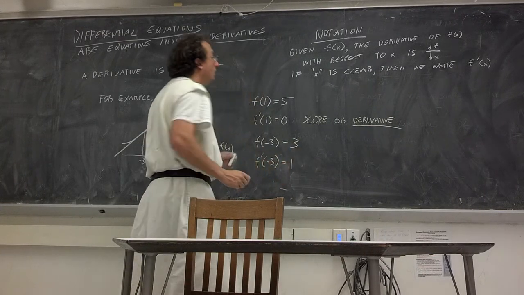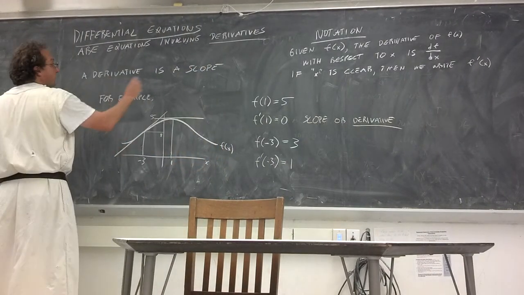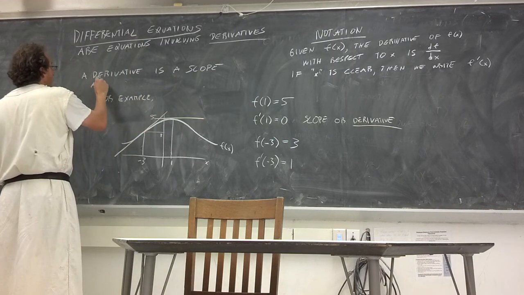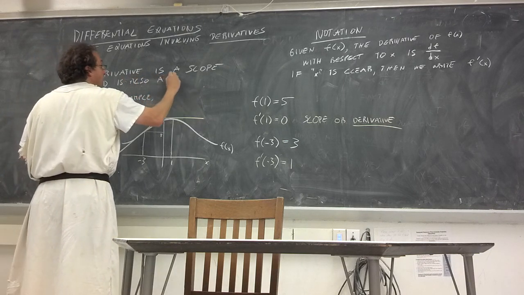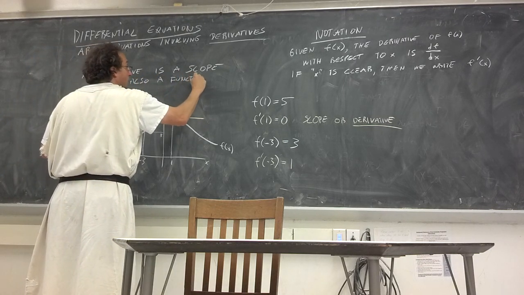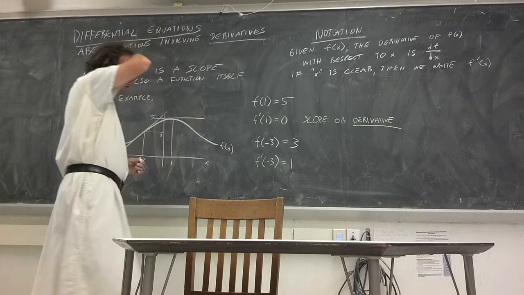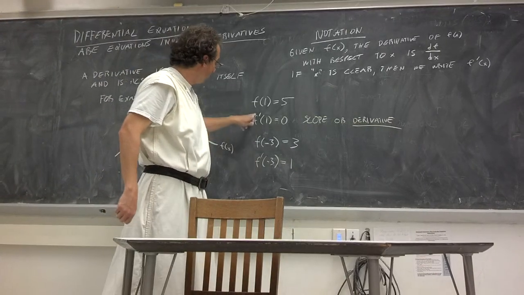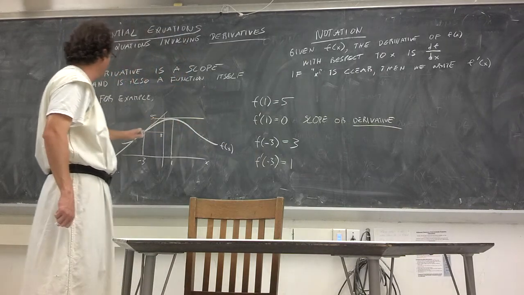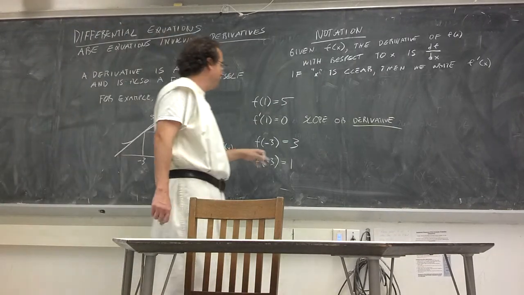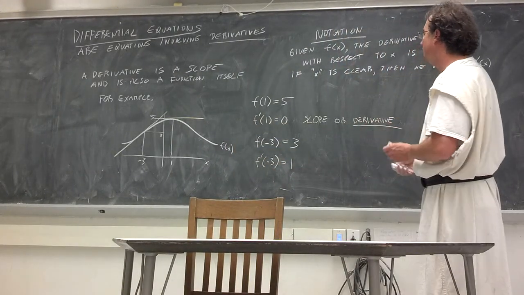So the derivative is a slope, and it is also a function itself. Notice that f's derivative varies depending on our selection of x. Just as f varies, the slope varies too. So we have the derivative as a function, and not just a constant.